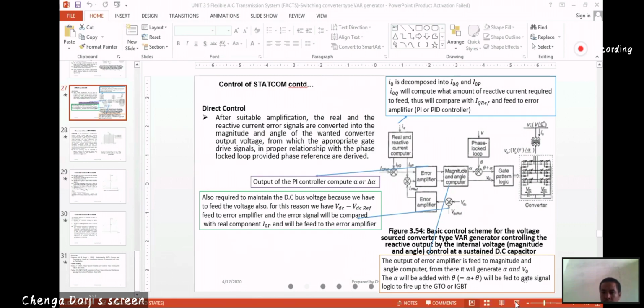So yesterday we have seen this control of the STATCOM. We have seen that control of STATCOM can be done in two ways: direct control and indirect control. The indirect control we have completed. So direct control, you can see a few points here, the summary of the direct control.